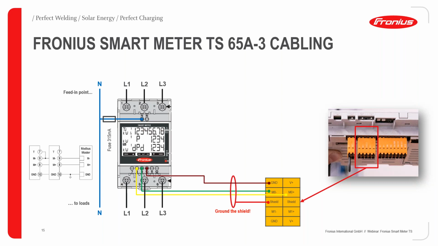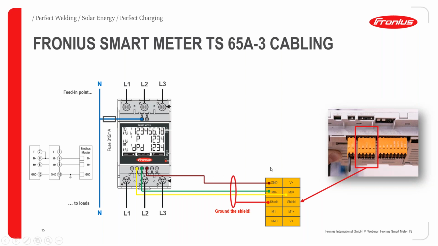So it's a basic 3-line communication. We have data plus, data minus, and ground. And here it's just named differently. It's called M0 minus and M0 plus. So data minus, data plus, and then the ground connection. And we go with these 3 cables to our smart meter on the dots 8, 9, and 10.